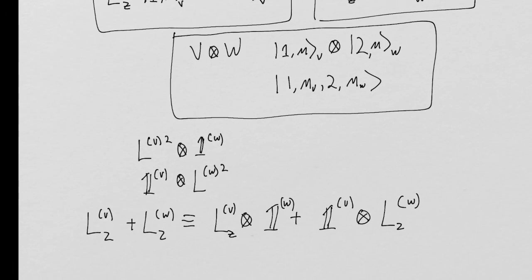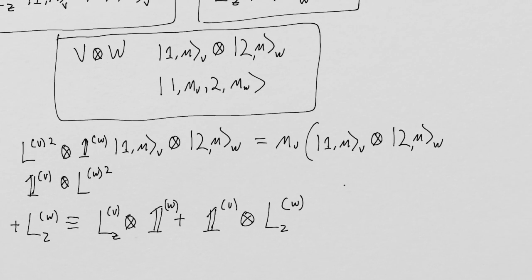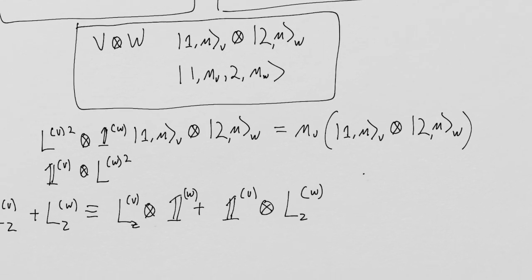And then the operators. If I want to know the total angular momentum of the V particle, I have to create this operator and operate on this tensor product, like so. And what I should end up with is mv times, and it's an eigenket, right? So I should get back the same state, right? So I should get back this thing again, just like this.